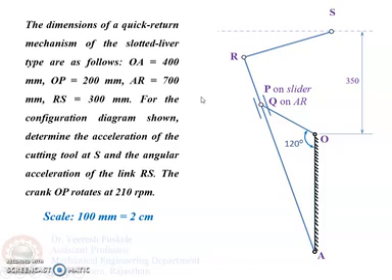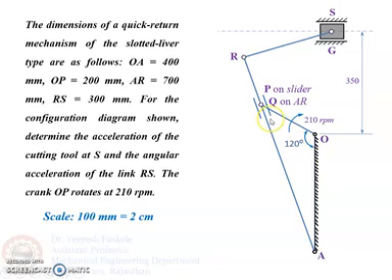And the cutting tool is pivoted to point S. The cutting tool, or the slider, reciprocates between the guides G, which is also fixed. Also, the crank is rotating at the uniform angular velocity of 210 rpm. You have to note that angular acceleration of the crank is not given.